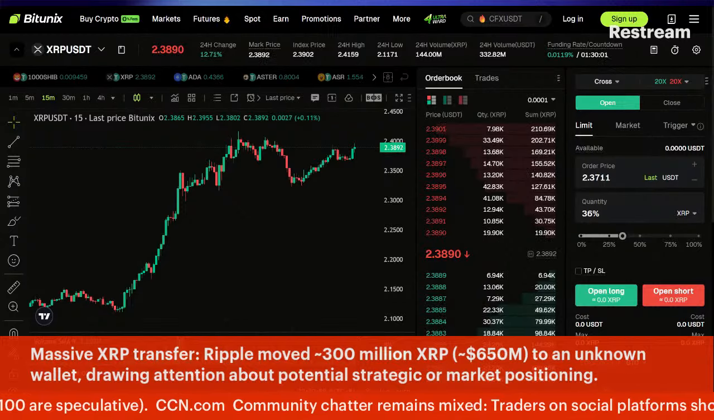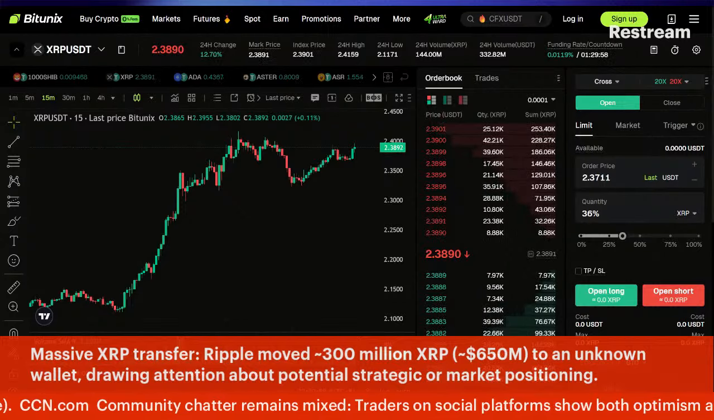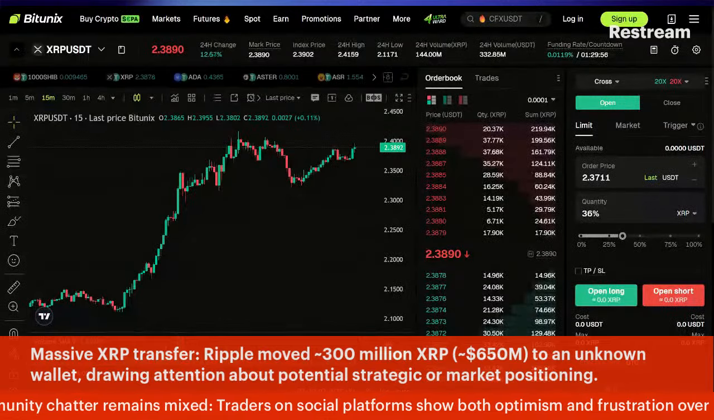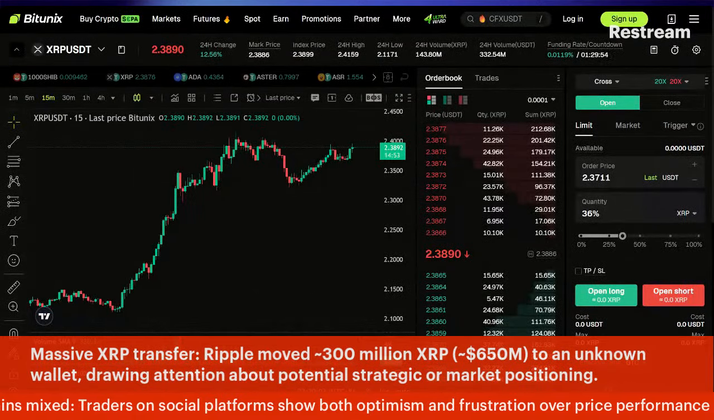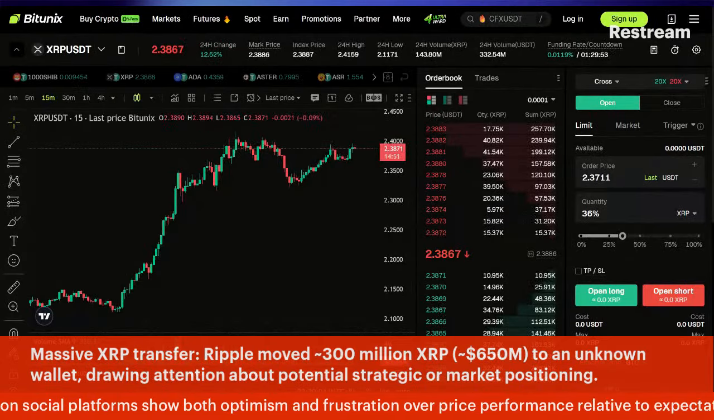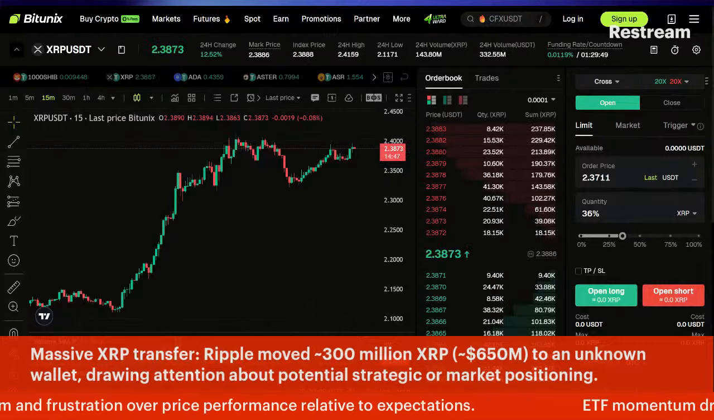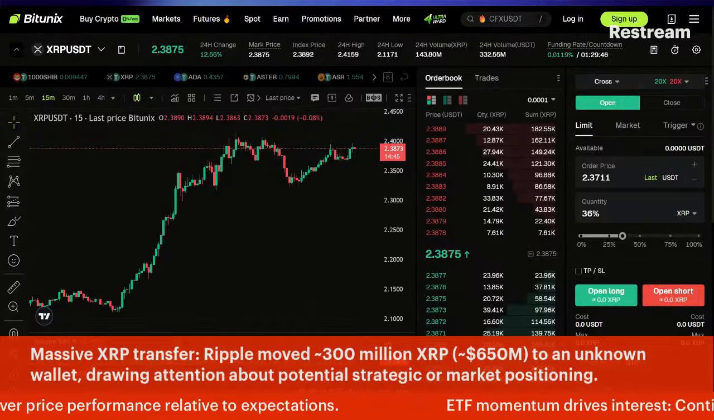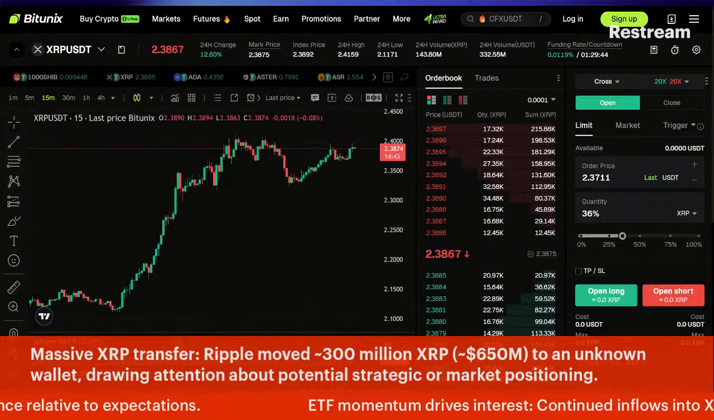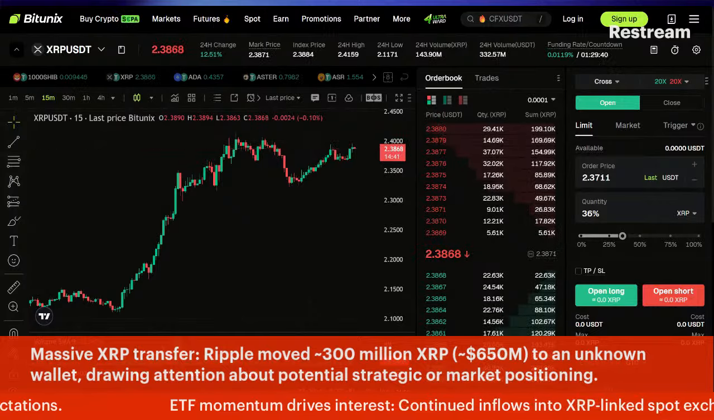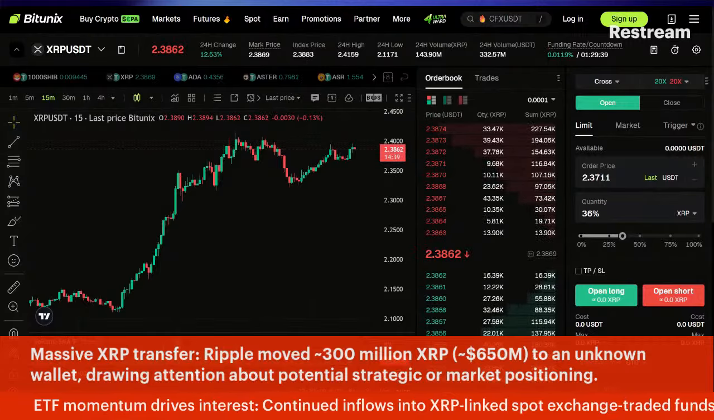6th January 2026, and we are looking at the live XRP USDT chart on the 15-minute time frame. So in this video, I will break down today's price action, share my trading plan, and give some simple advice for both short-term traders and long-term investors.